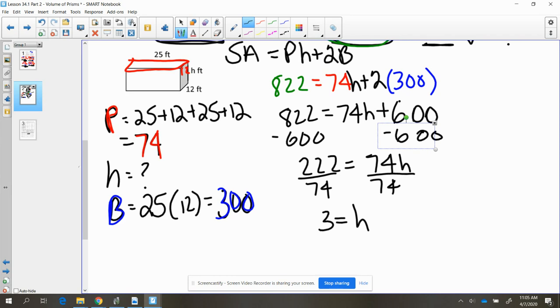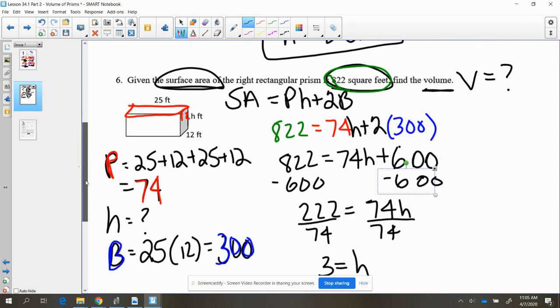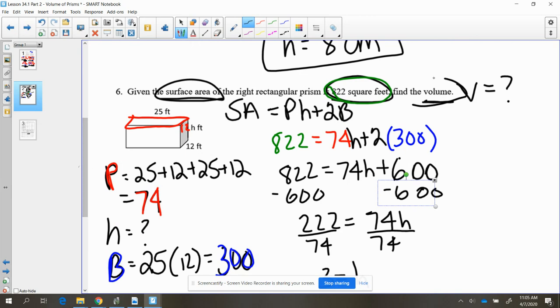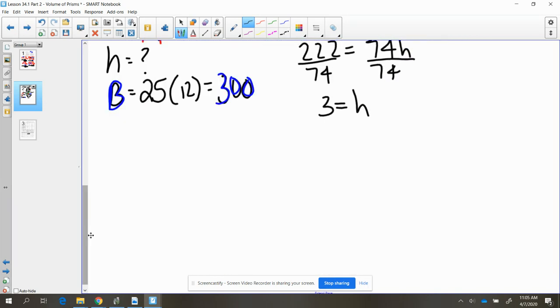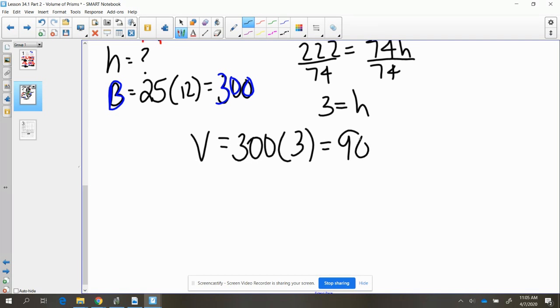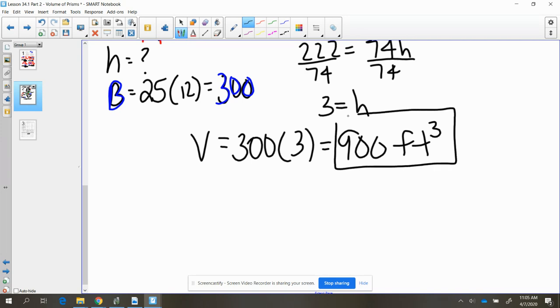Now, we're not done, because if we look back at the question, they're asking us again for the volume. So now we have all the pieces we need, though, because the volume is found by taking the area of the base, which was 300, times that height we just calculated, and that gives us a final answer of 900 cubic feet. It's quite the doozy on that one. Okay, we had to use all the pieces.